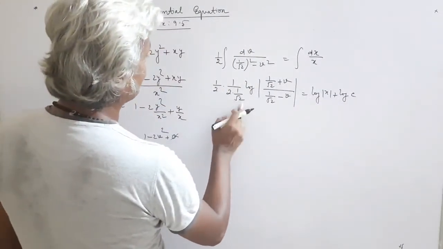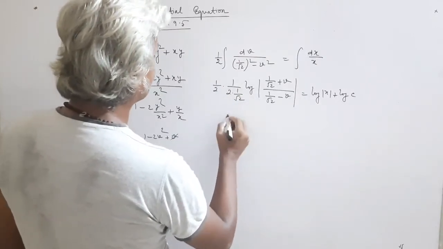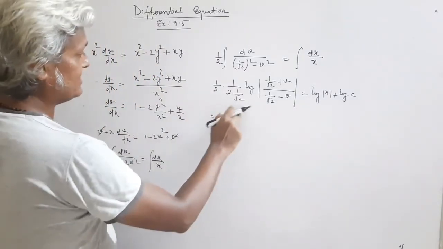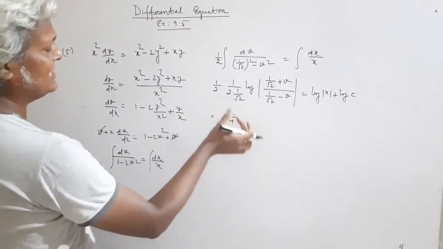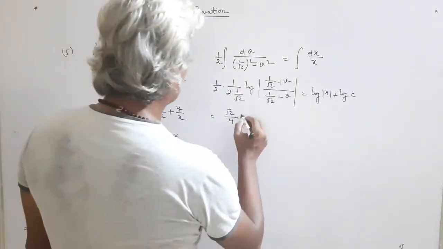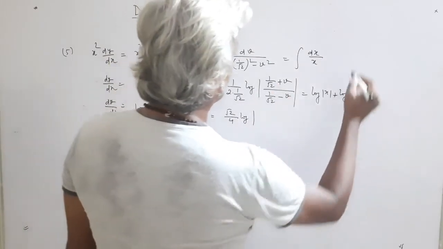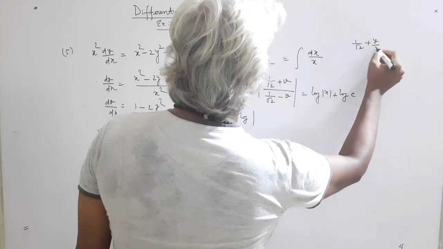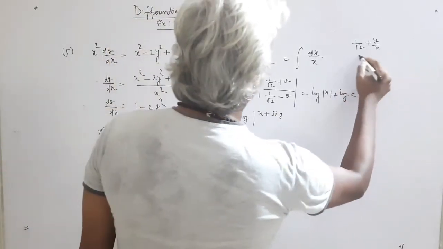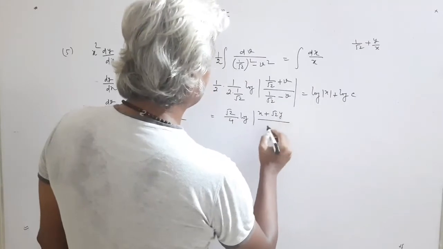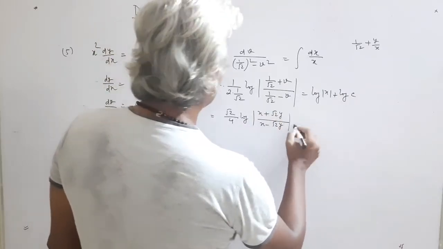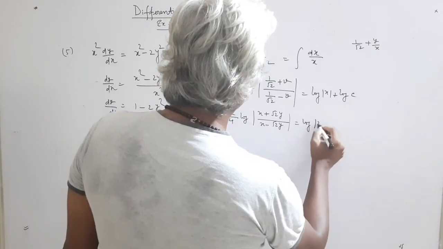Now this 2 becomes 4, and this 2 goes up, this becomes 1 by 2 root 2. Now we can write this as root 2 by 4. That is fine, because we have been asked not to write an irrational surd in the denominator. So I have simply rationalized it, and now in the place of v we need to write y by x. So this will become log mod (1 by root 2 plus y by x) over (1 by root 2 minus y by x). This will become (x plus root 2y) upon x, and this becomes (x minus root 2y) upon x. This upon x from both sides cancels, and this is log mod xc.